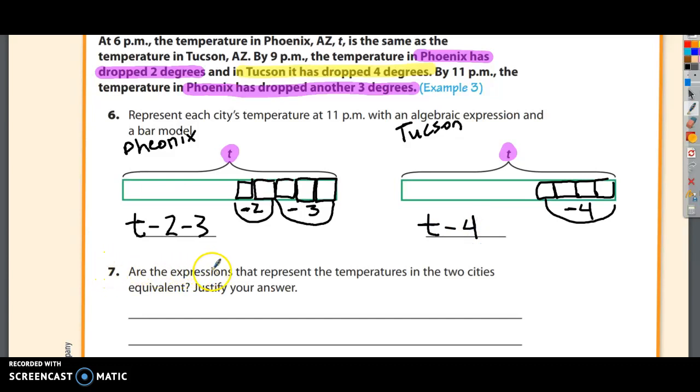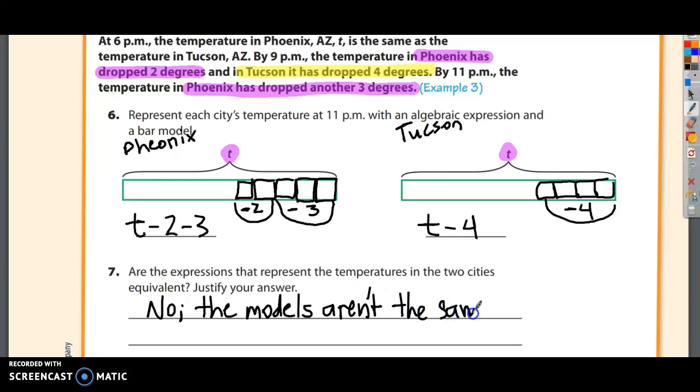Number 7 reads, are the expressions that represent the temperatures in the two cities equivalent? Just for an answer, it's no. And there are different ways to justify your answer. You could say the models aren't the same. And how come the models aren't the same? Well, the models aren't the same because in Phoenix we took away 5 degrees and in Tucson we took away 4 degrees. So they're not the same. And the expressions aren't the same.